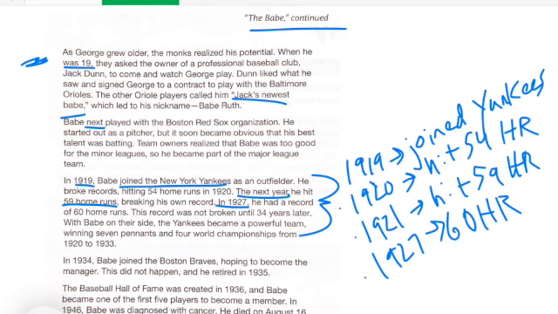And then in 1934, he joined the Boston Braves, now the Atlanta Braves. 1934, goes to the Boston Braves, and then retires in 1935.